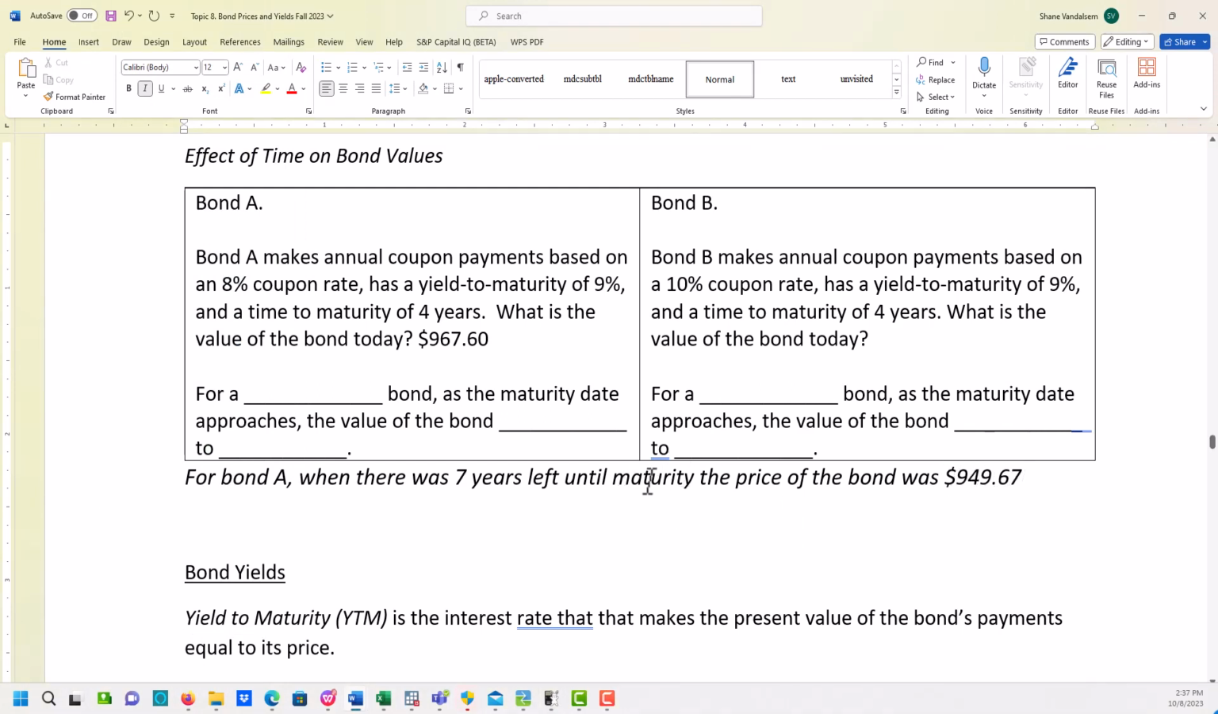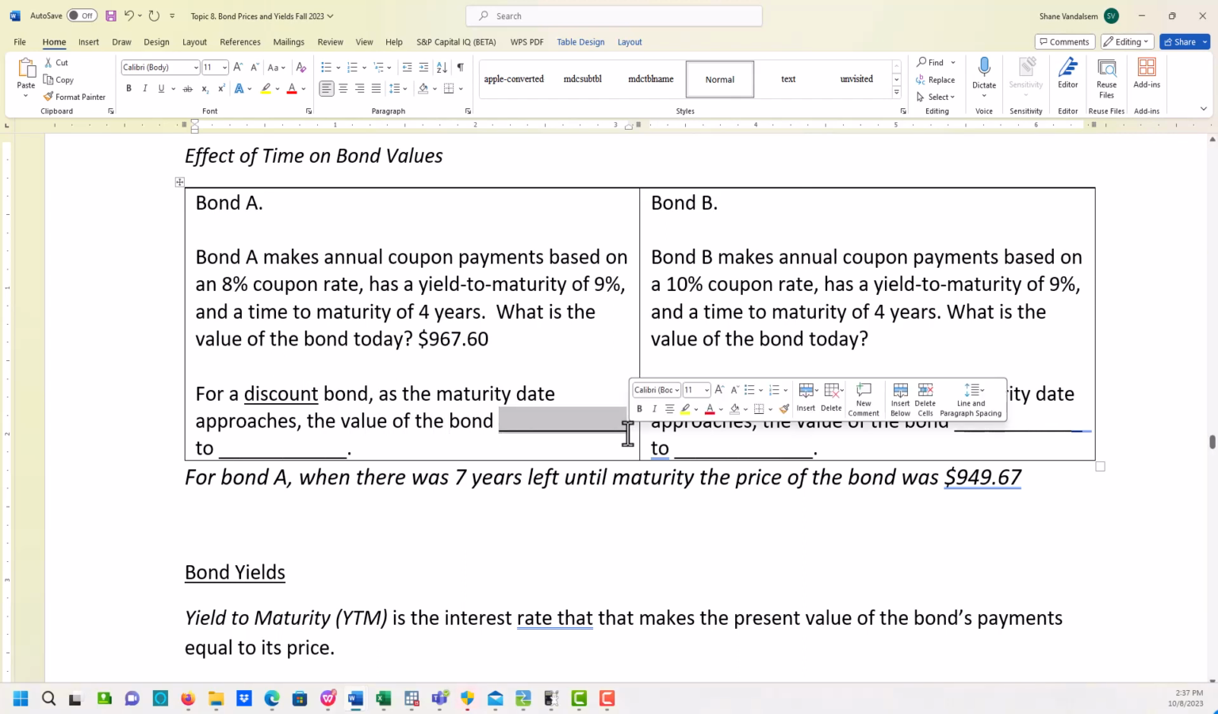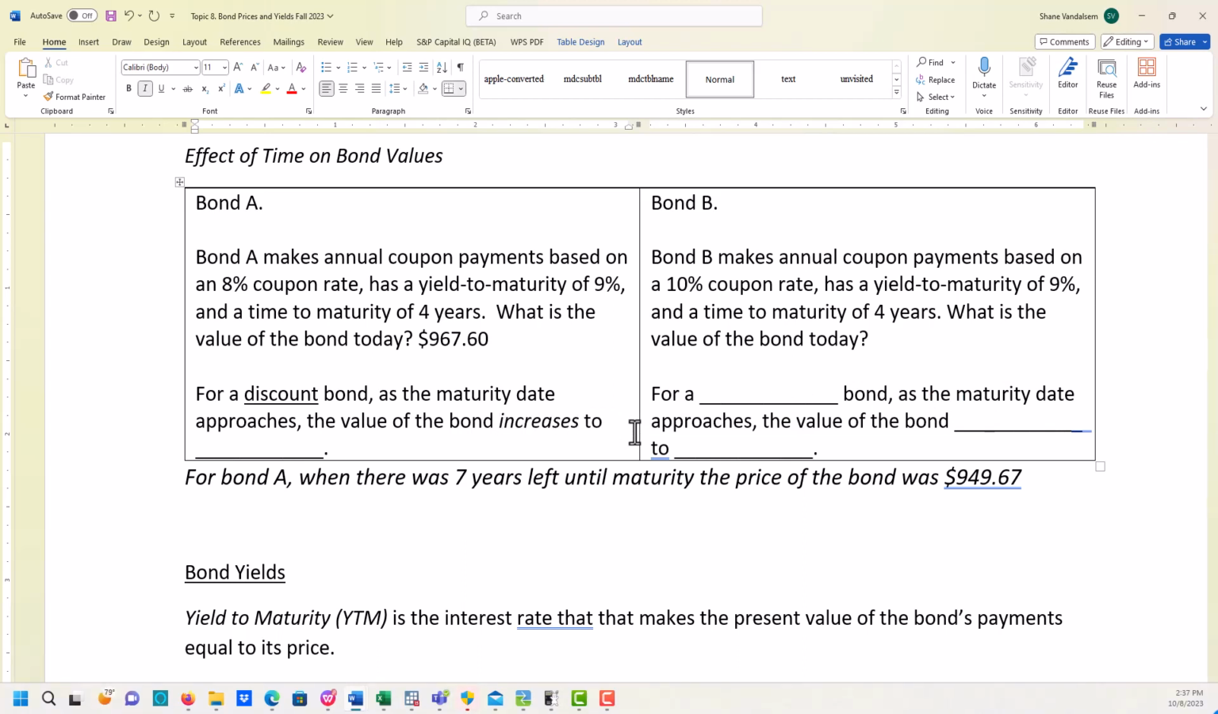So with 3 years passing, we go from 7 years left to 4 years left. We go from $949.67 to $967.60. So for a discount bond, as the maturity date approaches, the value of the bond increases. It will increase until the maturity date, when it's worth $1,000, because that's the value you're going to get on the maturity date as the bondholder. The value of the bond increases to the par value.